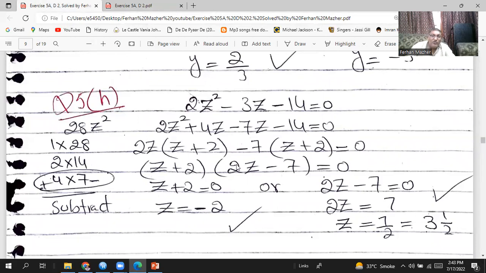Now these two brackets are multiplying with each other and the answer is 0. So I will make both the brackets 0. z plus 2 equals 0, so z will be equal to minus 2. 2z minus 7 is equal to 0, so 2z is equal to 7, so z will be equal to 7 divided by 2, and that is 3 whole 1 by 2.